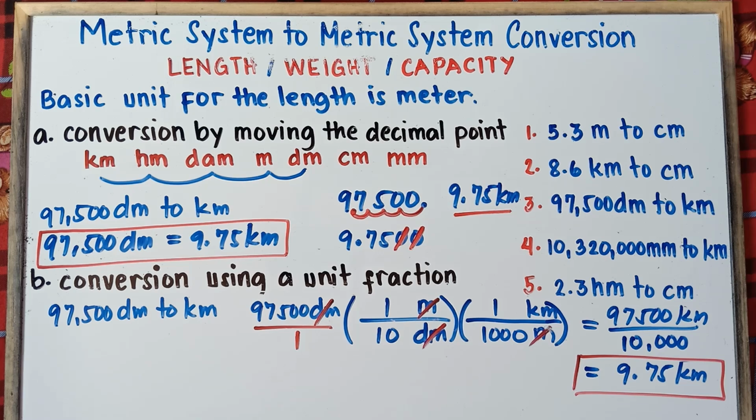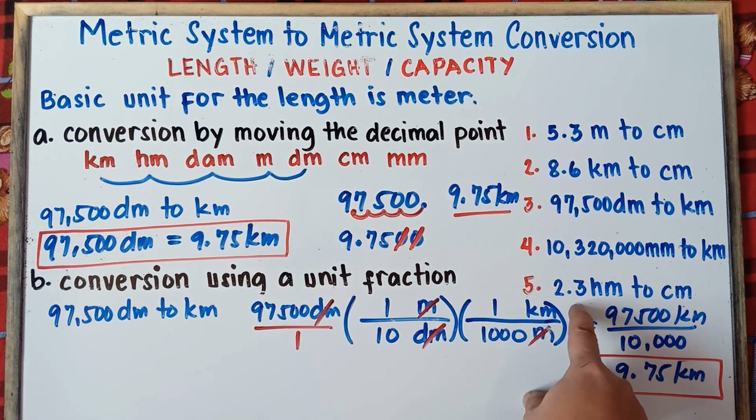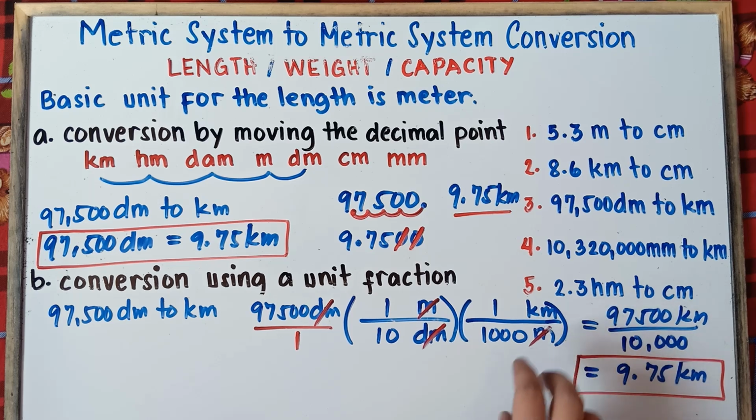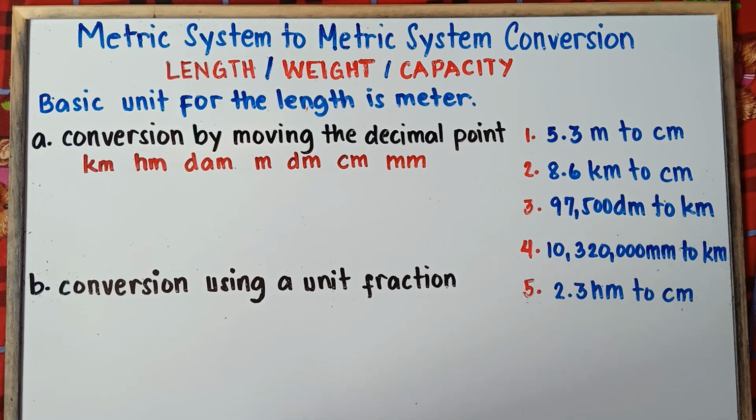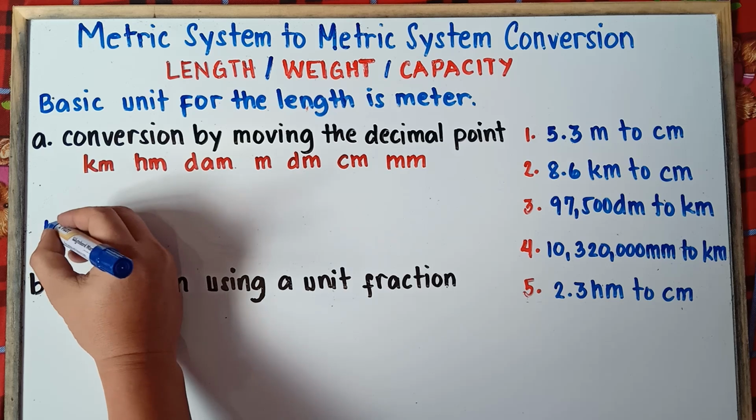Alright, let's try number 4, class. Number 4 will be our last example because you need to try number 5 and put your answer in the comment section down below. Let me check, class, if you really understand our topic. So let's try the last example, example number 4. Our given is 10,320,000 millimeters, convert to kilometers. Let's write that.